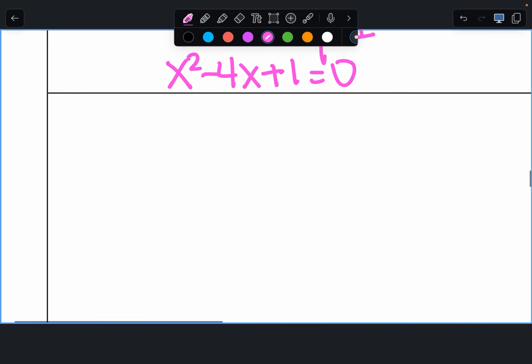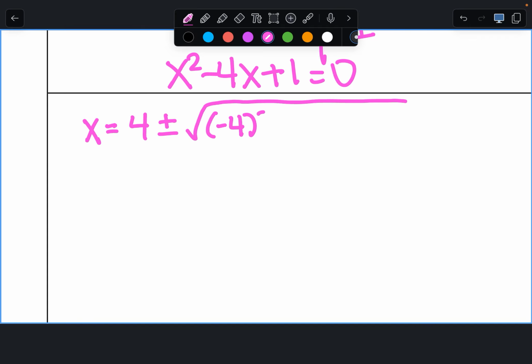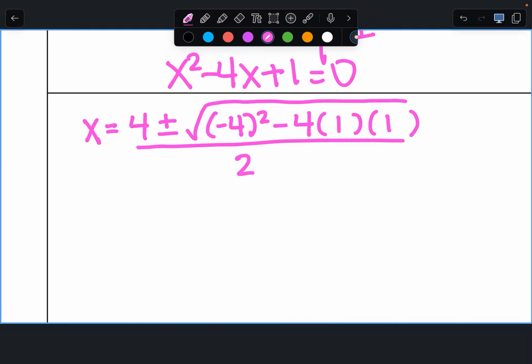Let's plug in our numbers. You start by plugging in the opposite of B, which is 4, plus or minus the long square root symbol. -4 squared minus 4 times A times C. A is 1, C is 1. All over 2 times 1.